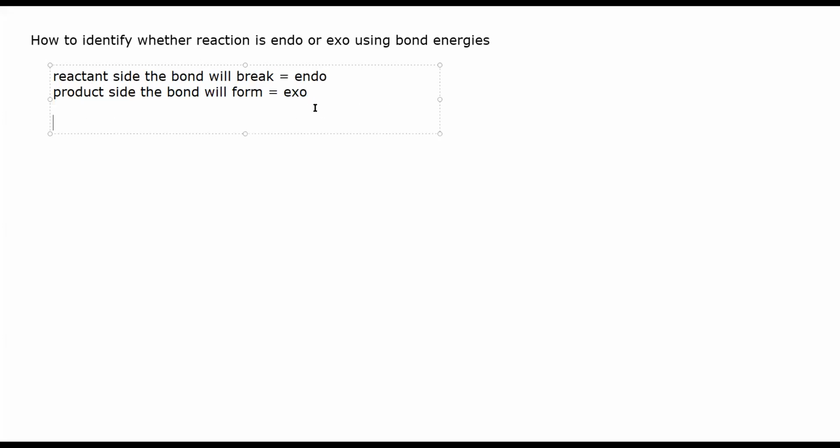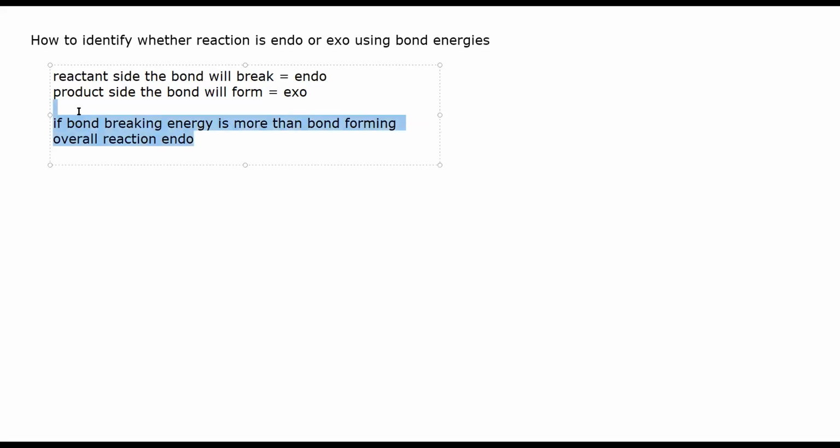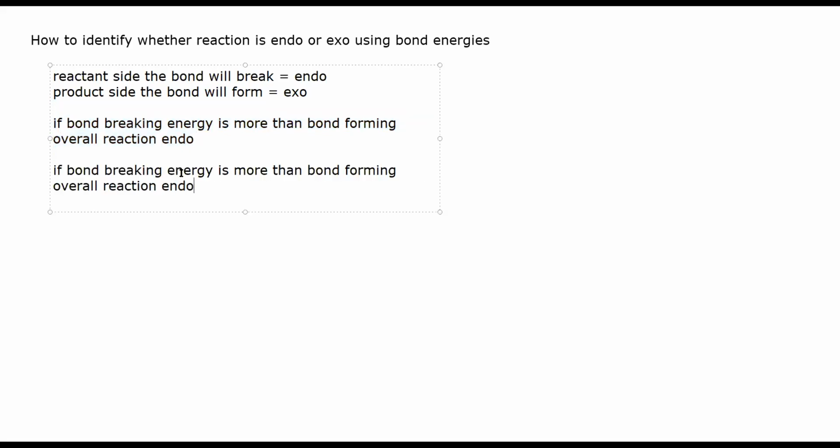Then how can we identify whether the overall reaction is endothermic or exothermic? If the bond breaking energy is more than the bond forming energy, then the overall reaction will be endo. The opposite will happen if the bond forming energy is more than the bond breaking energy, then the overall reaction will be exo.